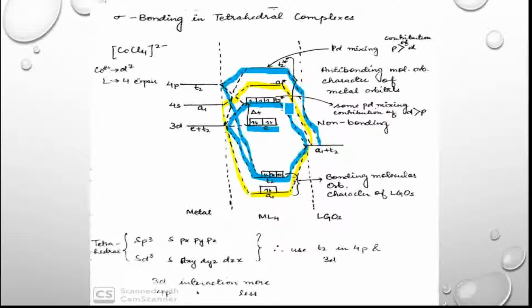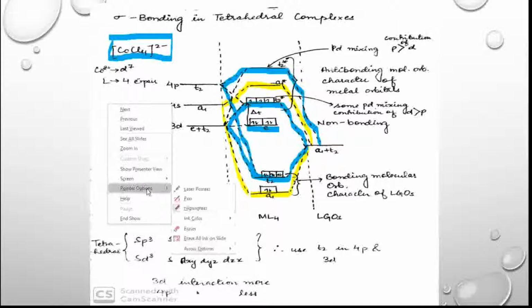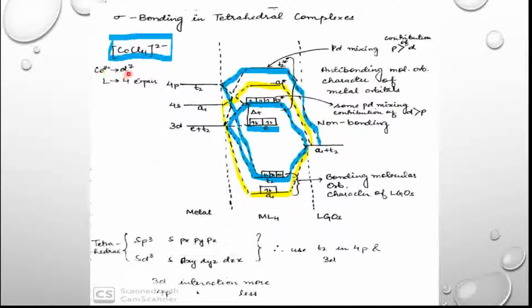Now, if you have this particular complex, and you know that in this particular complex your cobalt is in the d7 configuration, because plus 2 is there, d7. D7 means it will have how many electrons? 7 electrons. So these d orbitals would have the 7 electrons. I will put the 7 electrons here, and then 8 electrons from these ligand group orbitals. So 8 plus 7, 15. We have to fill a total of 15 electrons here.